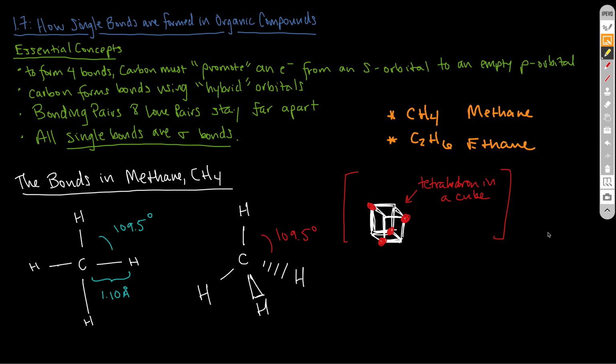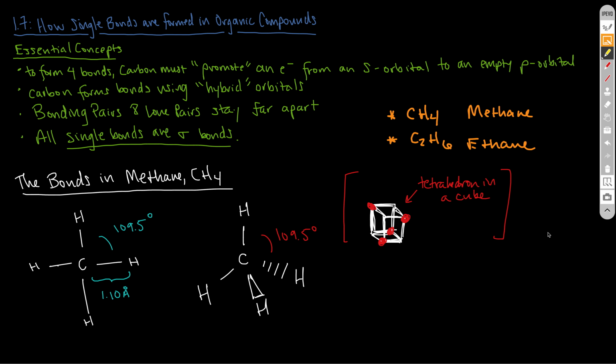Okay, so in this video, this will be 1.7, how single bonds are formed in organic compounds. So, central concepts: to form 4 bonds, carbon must promote an electron. This is because carbon has only a limited number of valence electrons. So it promotes an electron from an s orbital to an empty p orbital. We'll see this graphically. Carbon forms bonds using hybrid orbitals through a process called hybridization.